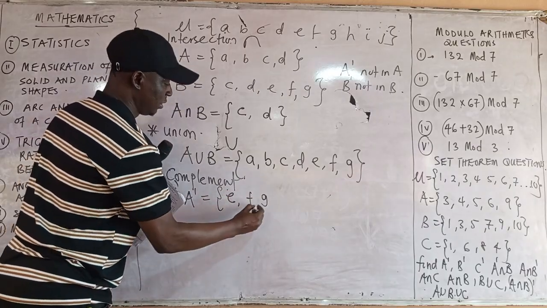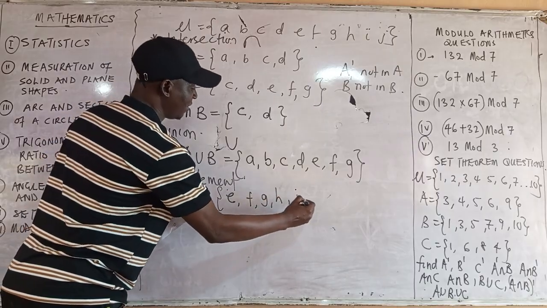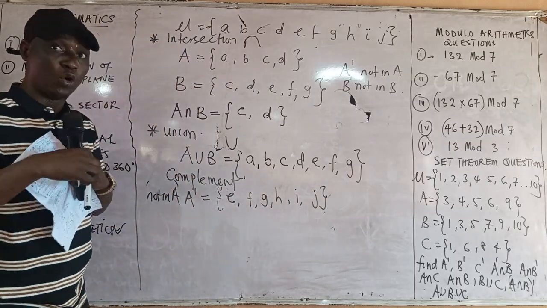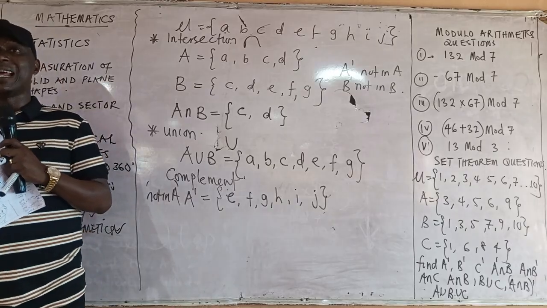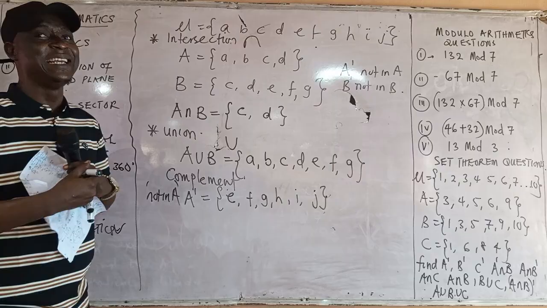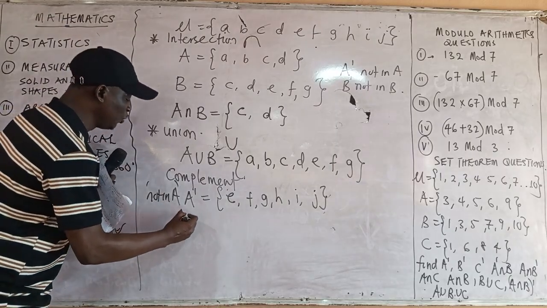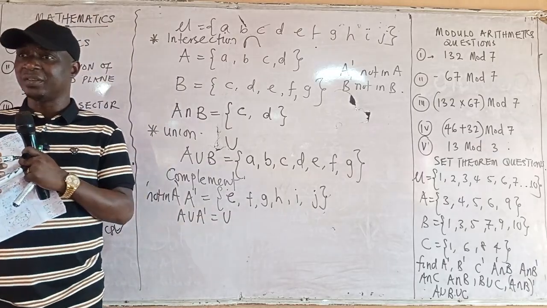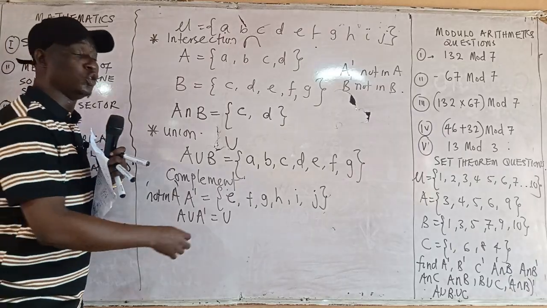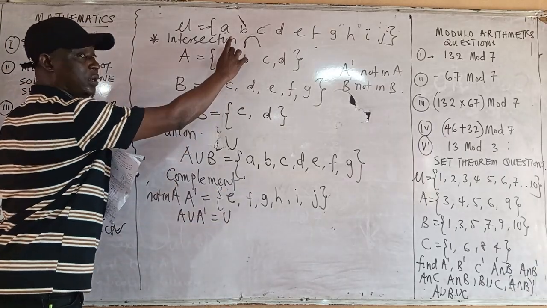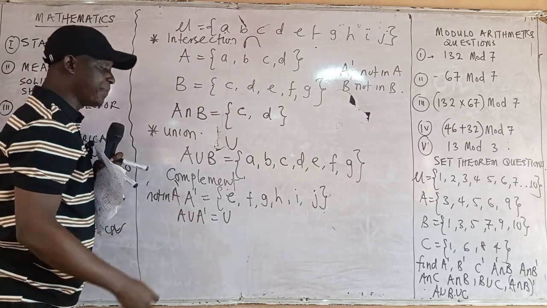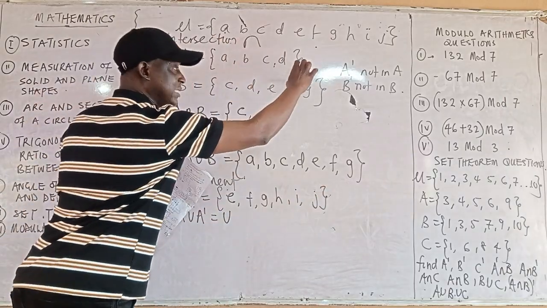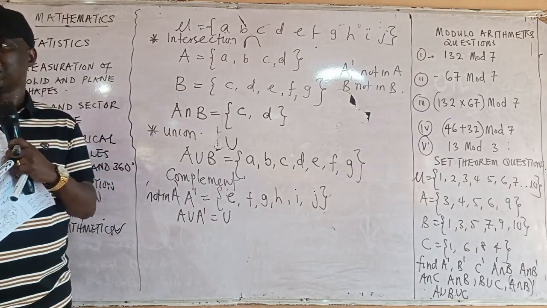F, G, H, yes. I, J. Now this is what? The complement of what? Of A. So they are complementing A. Meaning that, listen class, A union A complement will give us the universal set. If I select the union of A prime and A, will you not have the universal set? Yes. That means union means selection of. I will select all these elements, and it will give me the universal set. That's what they mean by that.